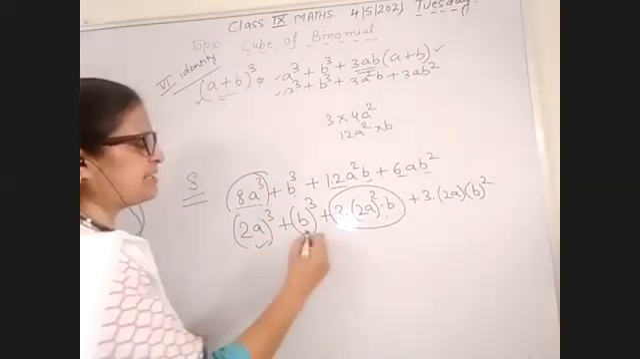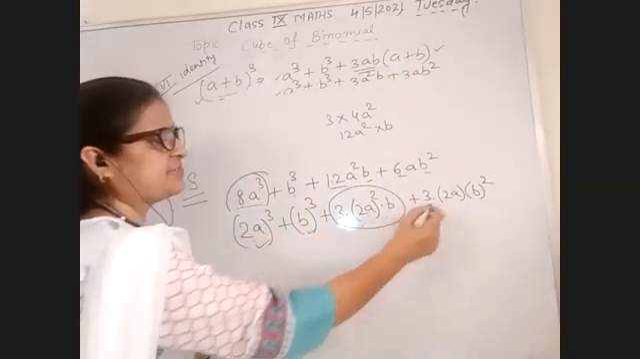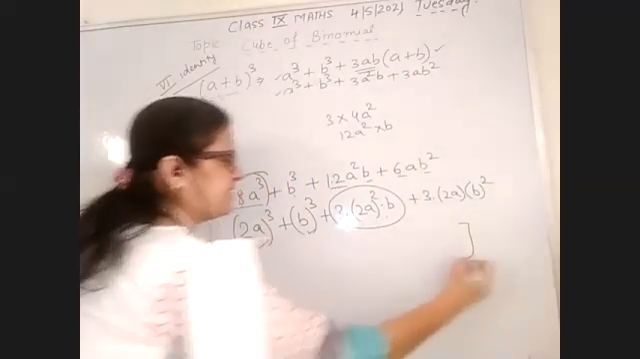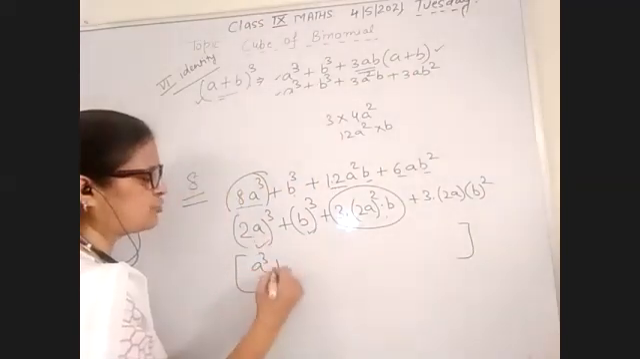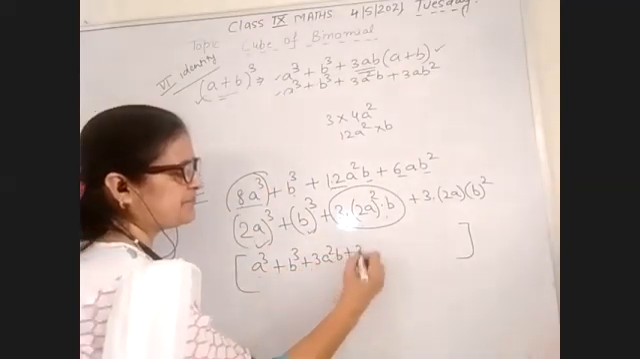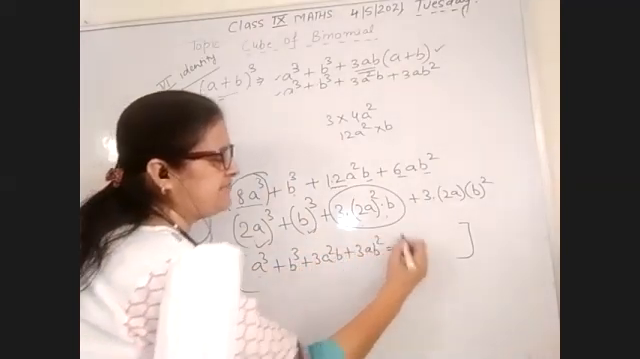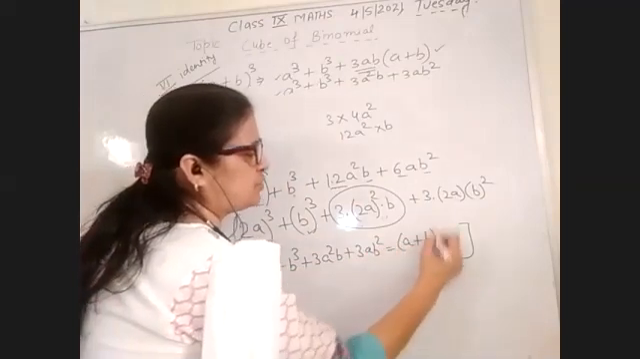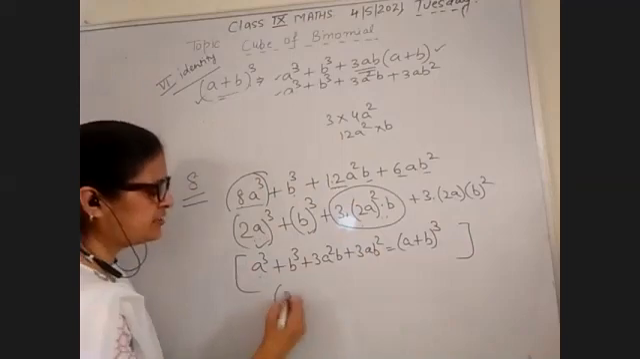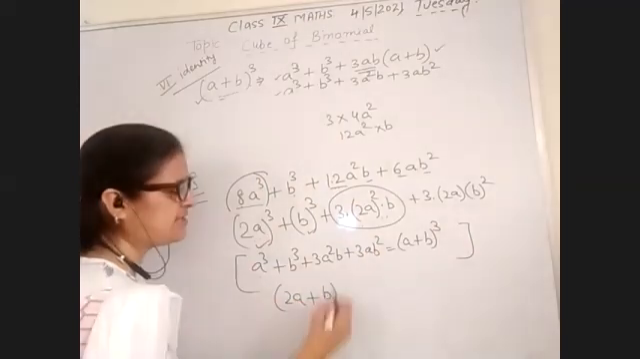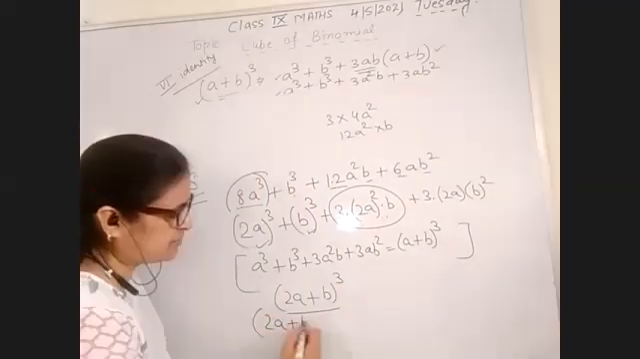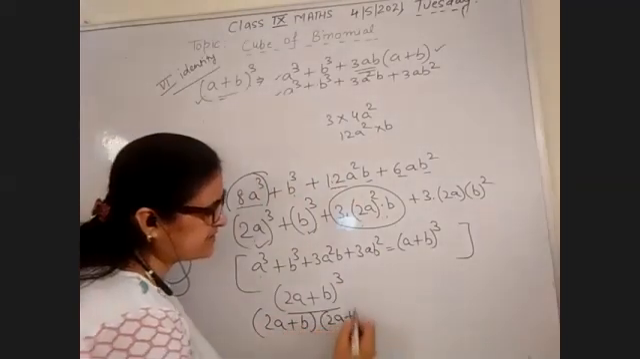Now a cube plus b cube plus 3a square b plus 3ab square. Your identity is when you write a cube plus b cube plus 3a square b plus 3ab square, it is also equal to a plus b whole cube. Your a is given 2a and b is given b. So you will expand this equation this way also.